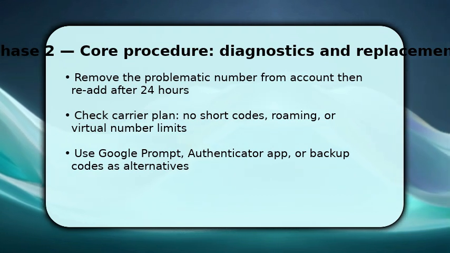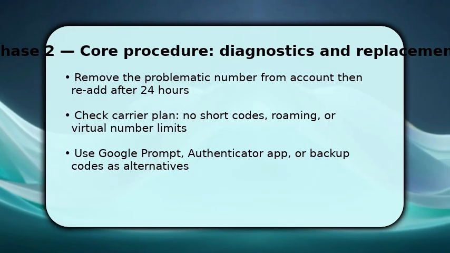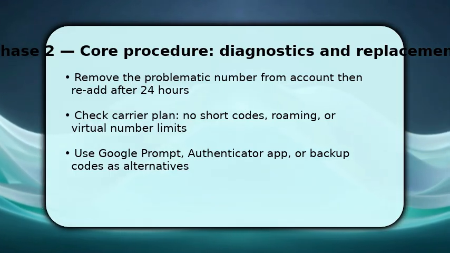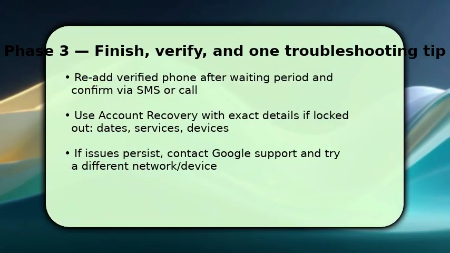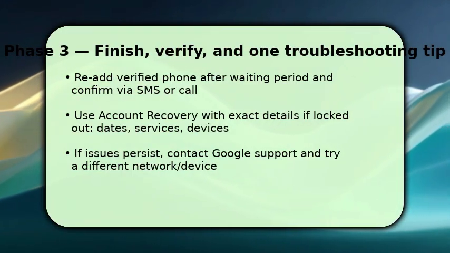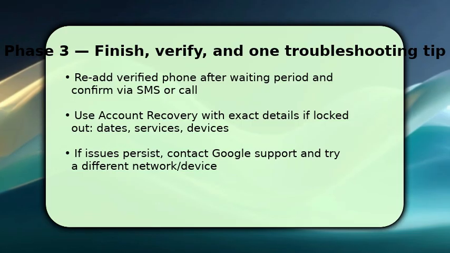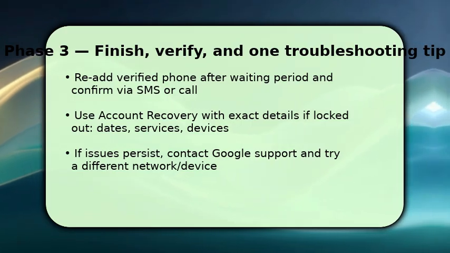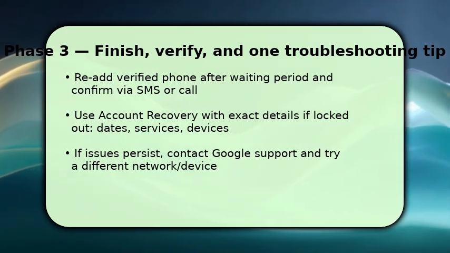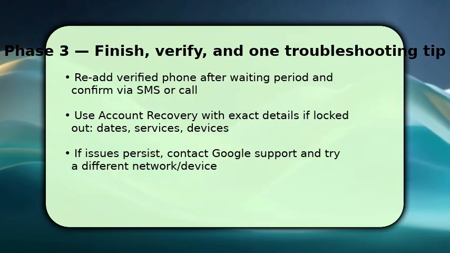You finish by re-adding a verified phone number after the waiting period and confirming the code sent by SMS or voice call. If you're locked out, start account recovery and provide precise answers: when you created the account, exact passwords used, and devices or locations you signed in from. These details matter.